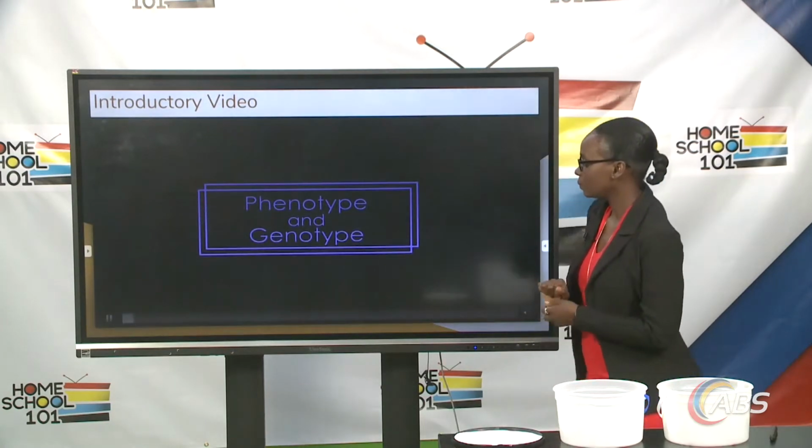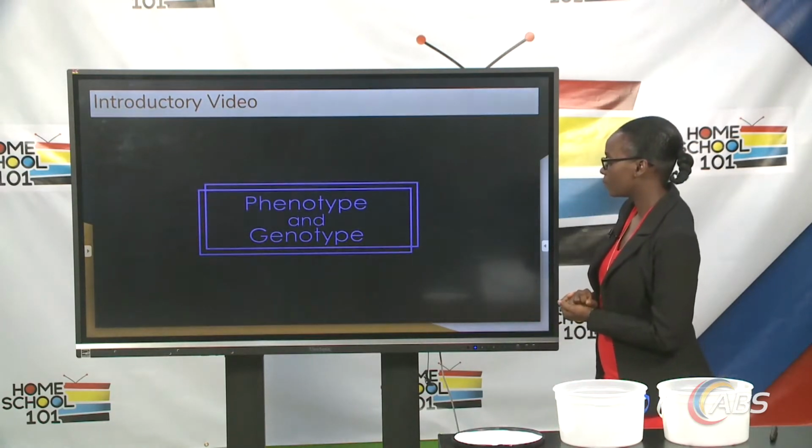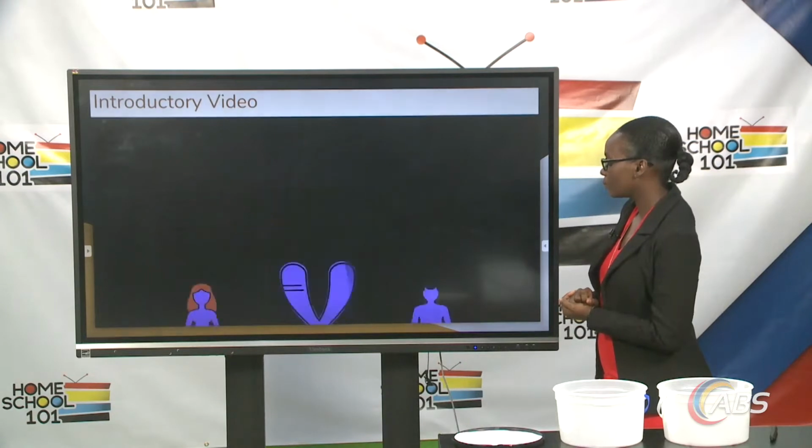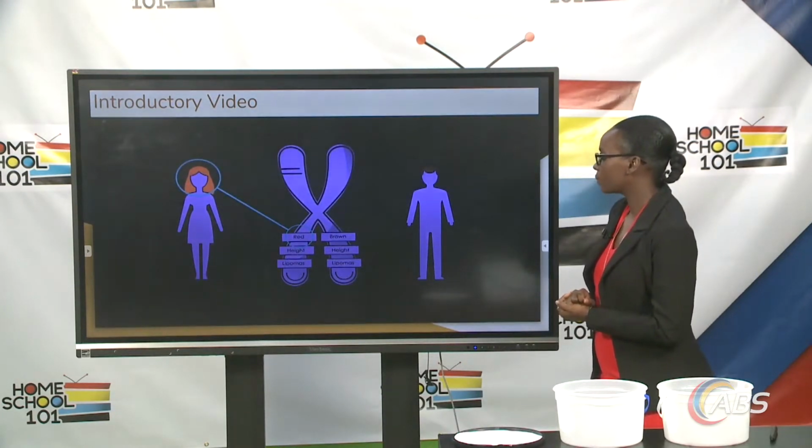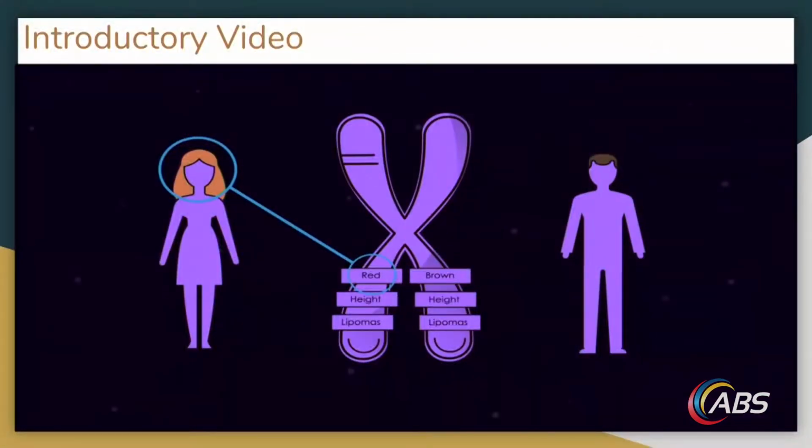Is the outward appearance or characteristics of the organism depending upon genes. So the phenotype for the red hair gene is actually having red hair. The genotype is the set of genes in our DNA which are responsible for the phenotype.